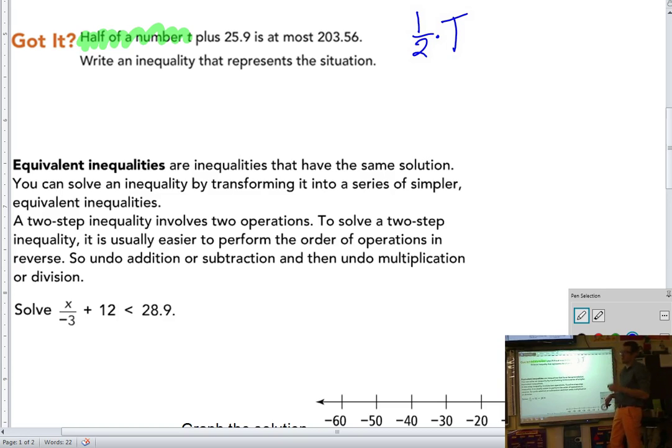Yeah, you could also write 0.5 t, that's fine. Plus 25.9. Well, hopefully we all know how to write that. Plus 25.9.